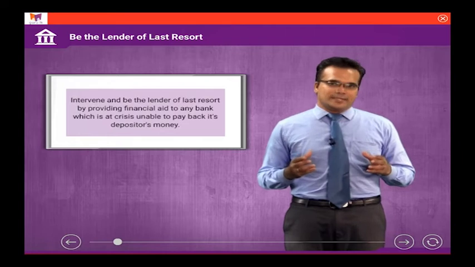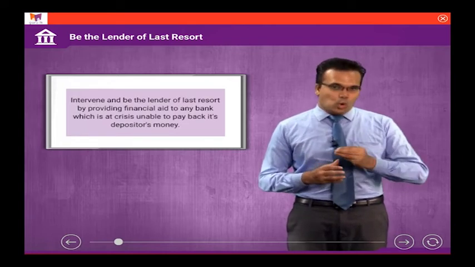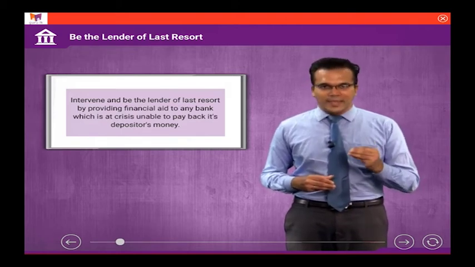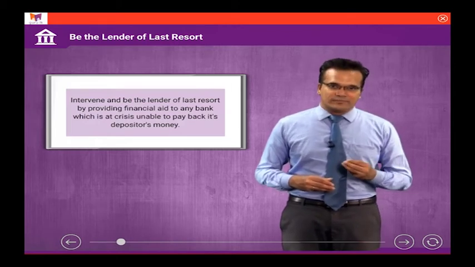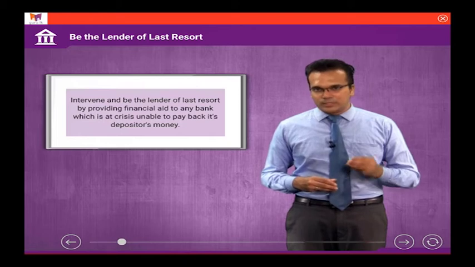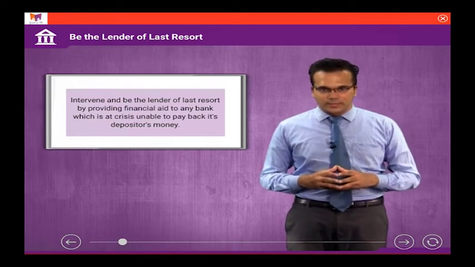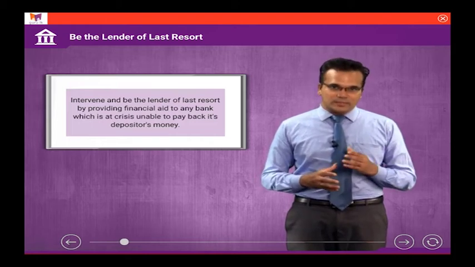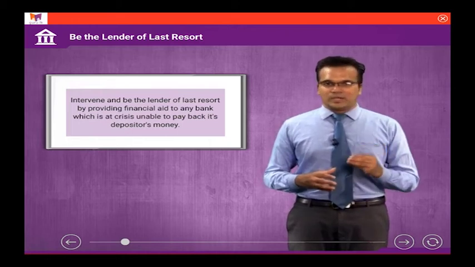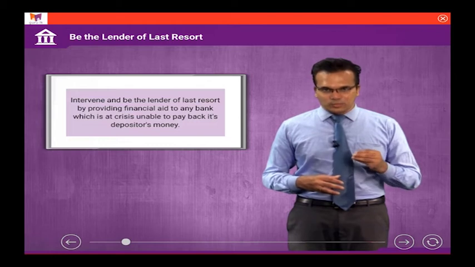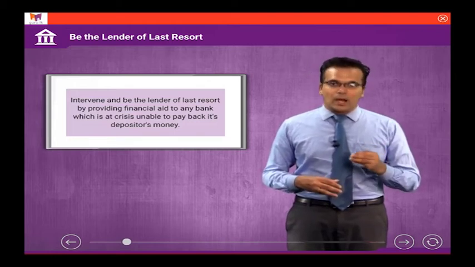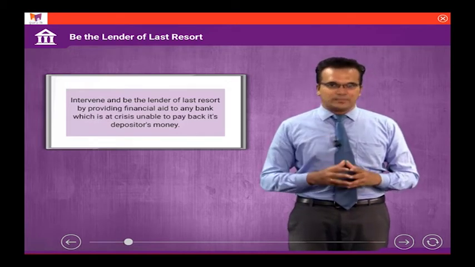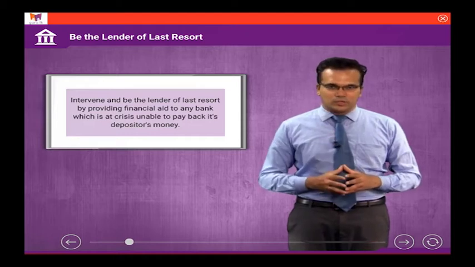As we have learned previously, the central bank is the banker to all banks and financial institutes. In a financial crisis situation, when a run on banks occurs, such banks need to have the option of borrowing from the central bank to meet their commitments as a last resort. As the central bank of a country, in order to maintain the confidence of the public in the financial system, they have to intervene and be the lender of the last resort by providing financial aid to any bank which is in crisis and unable to pay back its depositors' money. This is an important activity in safeguarding the stability of the financial system and the country's economy.